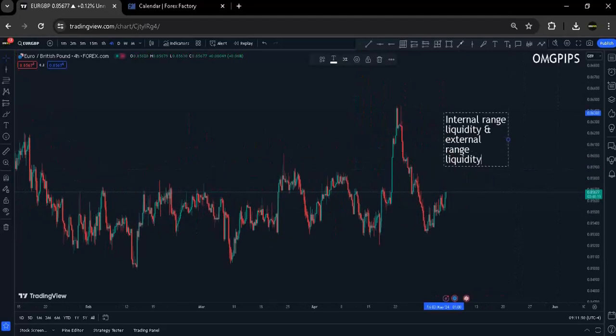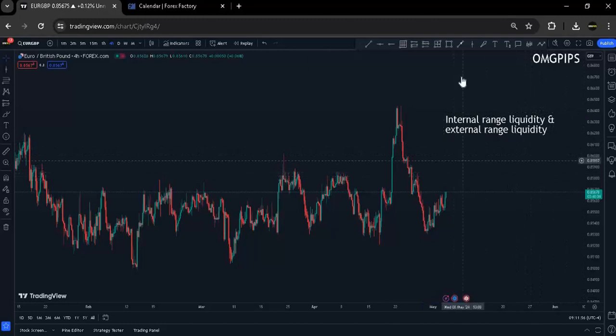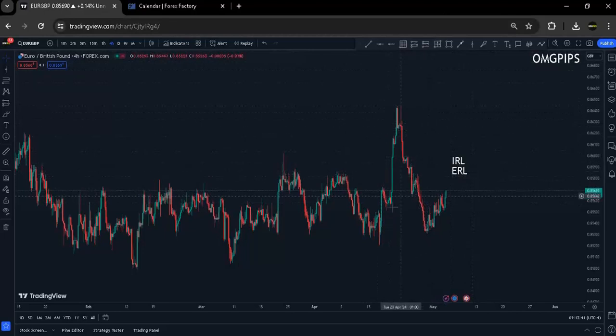So there is what we call internal range liquidity and external range liquidity, in short IRL and ERL, right? These two abbreviations, these two concepts are the only two things that you need to consider when you're analyzing for your setups, right? So let me show you what I mean by internal range liquidity and external range liquidity.